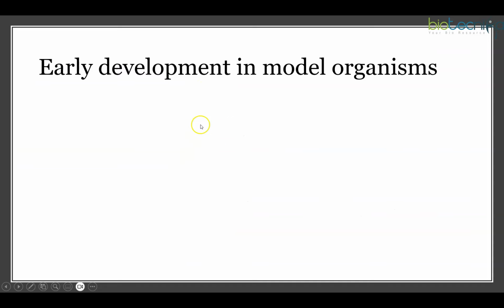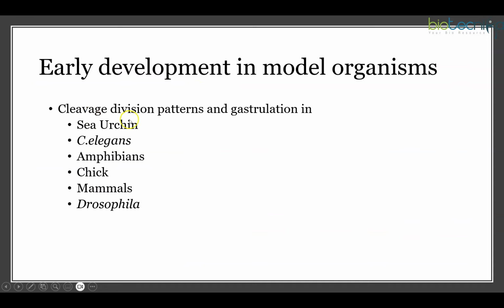Coming to early development in model organism, you have to study the cleavage, division, pattern and gastrulation in all of these representative organisms. Zebrafish is not mentioned in your syllabus and question is not that common. Maybe in 2-3 years once they will give a question. However, sea urchin is also not mentioned in your syllabus, but sea urchin comes a lot. Okay, at least in 1-2 years it will definitely come question, sea urchin.